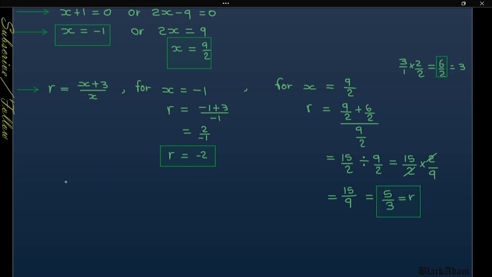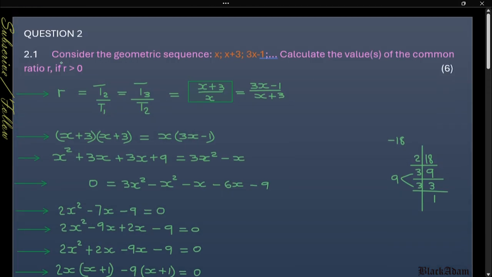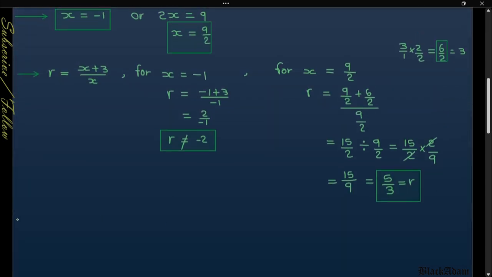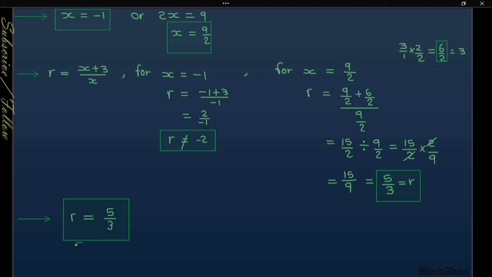So we know that R is not equal to -2. The reason is that we need a positive ratio, so our ratio is going to be greater than 0. For greater than 0, we need a positive one, so R is going to be 5 over 3 and not -2. So that's our final answer.